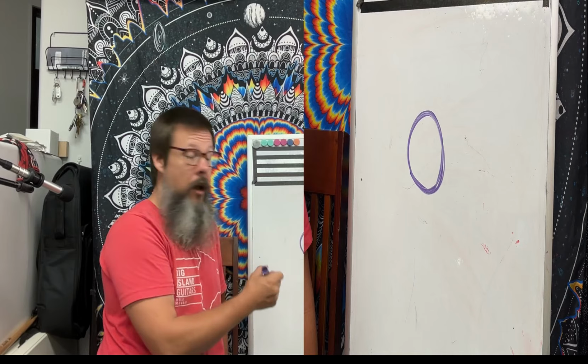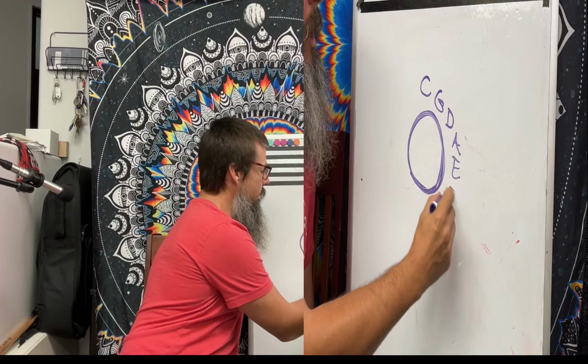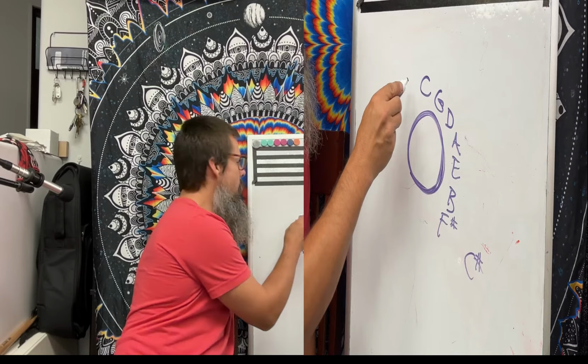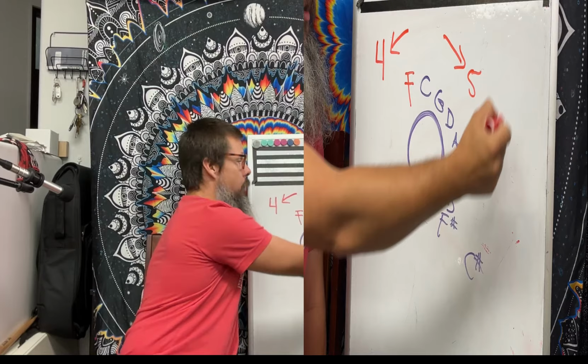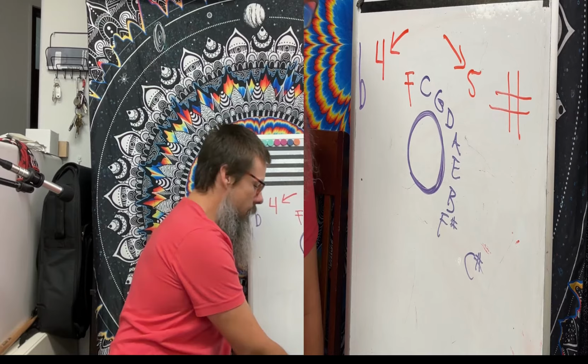So once again, if we've got C, G, D, A, E, B, F sharp, or G flat, and then C sharp, the other way around that has the flats on it would be called the circle of fourths. When we go this way, circle of fourths. When we go this way, circle of fifths. This way produces the sharps. This way produces the flats. The difference between a sharp and a flat, these two accidentals, is that it helps us to go one way in music or the other.